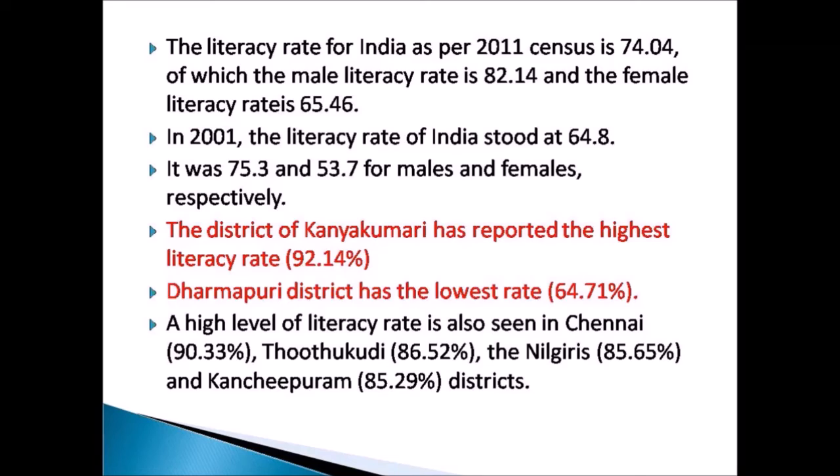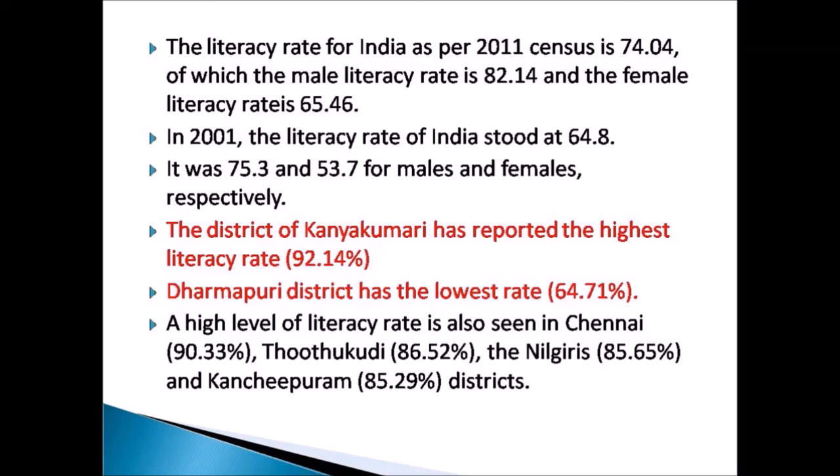The literacy rate for India as per the 2011 census is 74.04, of which the male literacy rate is 82.14 and the female literacy rate is 65.46. In 2001, the literacy rate of India stood at 64.8. It was 75.3 and 53.7 for male and female respectively. So, in a decade, there is quite an increase in literacy rate for both male and female.